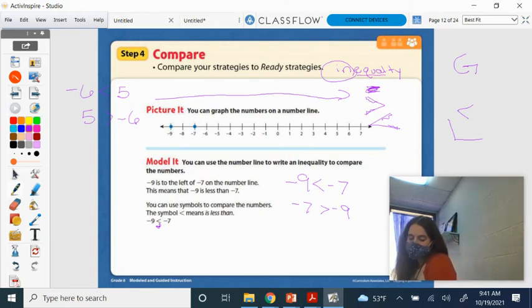The two triad problems. If you haven't already done it, do it now. I want to see it before you put it up, and then you can get started on your homework. Homework's page 131 and 132.